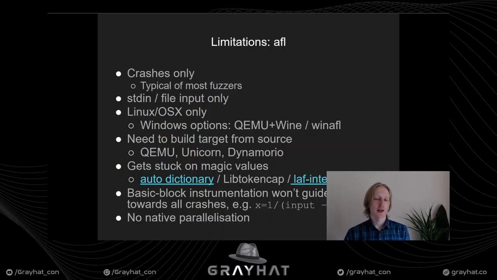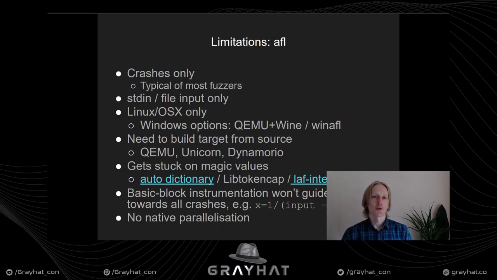AFL only runs on Linux or OS X. There is a Windows fork of AFL called WinAFL. I understand it has some challenges with the latest versions of Windows, but I've never used it. AFL++ also includes QEMU mode and a Wine integration for that, which is pretty cool. So if your target runs under Wine, then you can use QEMU and Wine. It'll be slower, for sure, than running it natively, but you can still fuzz it.